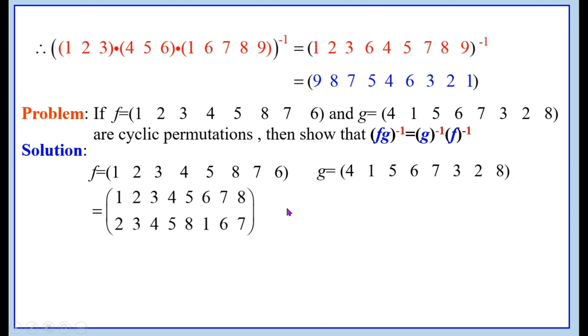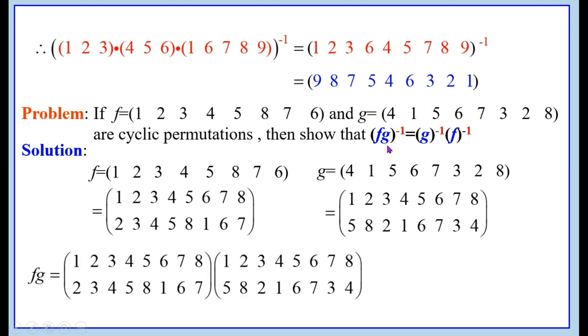What about G? G equals the cycle (4, 1, 5, 6, 7, 3, 2, 8). Now we will write this as 1, 2, 3, 4, 5, 6, 7, 8: 1 goes to 5, 2 goes to 8, 3 goes to 2, 4 goes to 1, 5 goes to 6, 6 goes to 7, 7 goes to 3, 8 goes to 4. Yes, correct. Now we are going to take the product F and G.